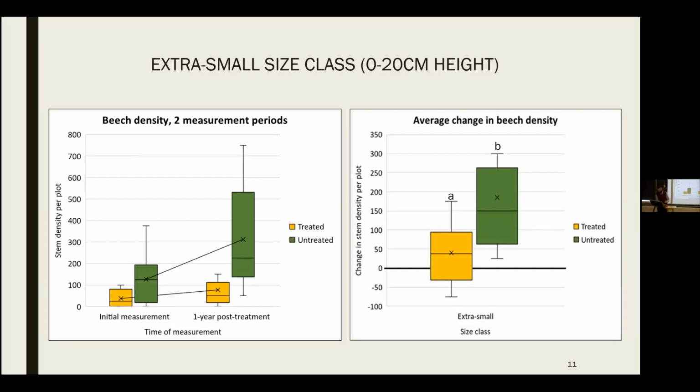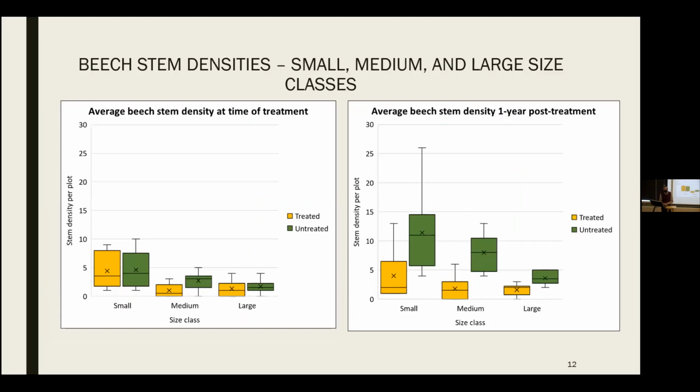So possible reasons why the untreated plots might have more beech density than the treated plots could be that the trees in those areas were more affected by beech bark disease and the stress just caused more root shoots, or there may just have been more seed source in those areas. And now moving on to the other size classes, we see again two box plots.